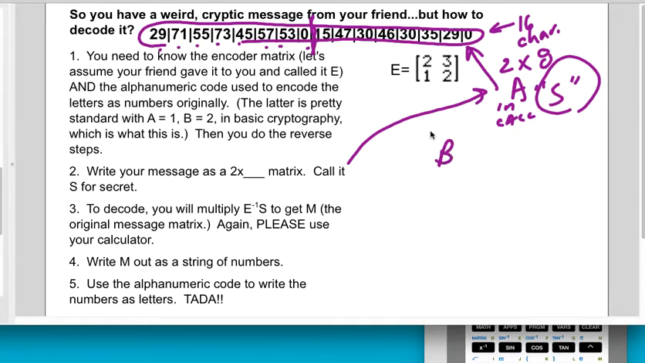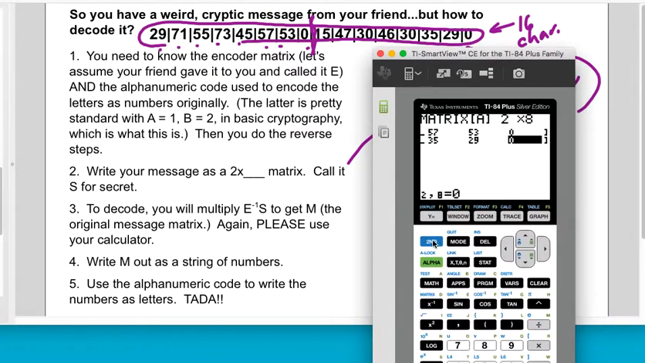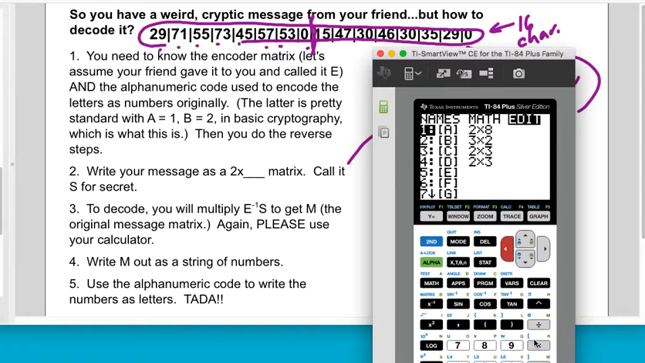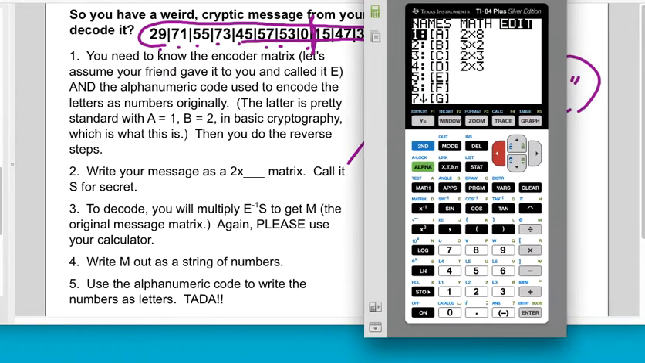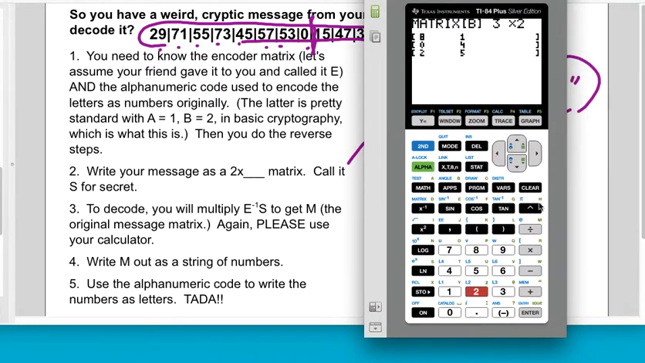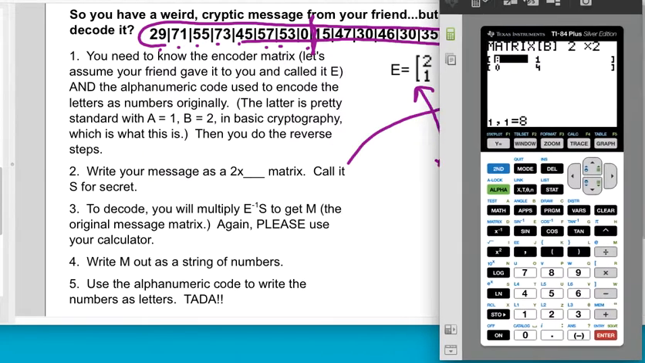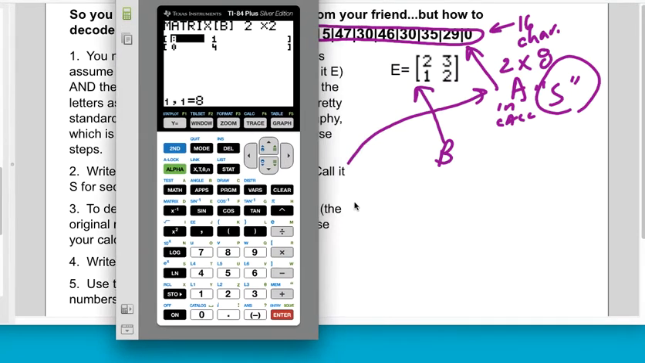I'm going to put B as what the encoder is in my calculator. So I'm going to quit out, second quit. I'm going to go back to matrix, go over to edit, and pick B. And I want it to be a 2 by 2. I don't have to write the decoder by hand because I'm going to use my calculator's inverse function to do that for me. So I put that in and I second quit out. Sorry, ignore the alpha. There we go, second quit.